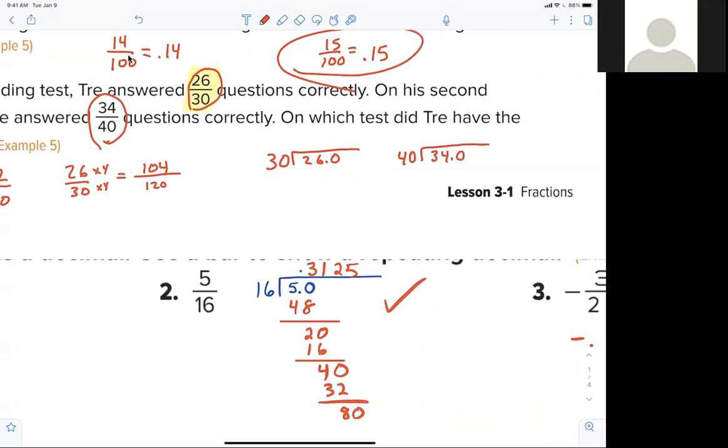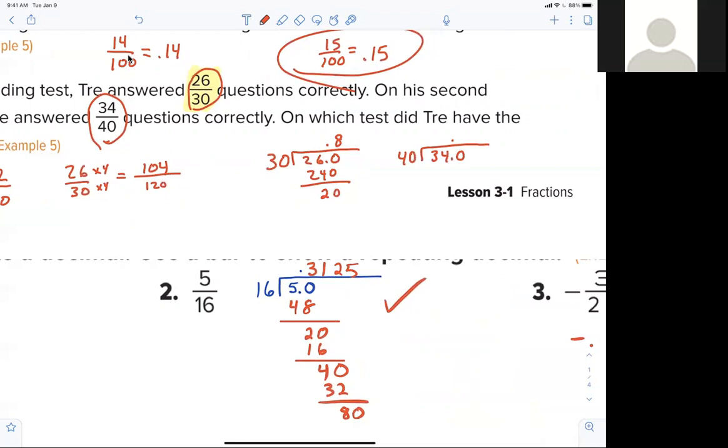So how many times does 30 go into 260? How much was that? 8. So now I'm putting an 8 here. And now that's 240. Do you agree with that? When we subtract, we get 20.